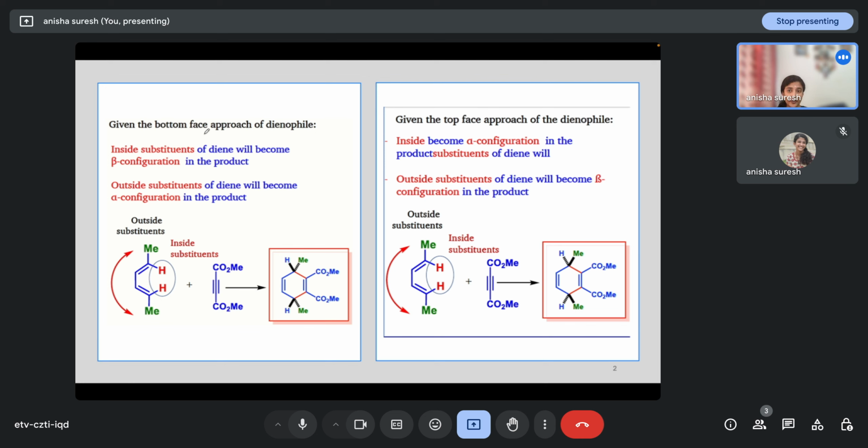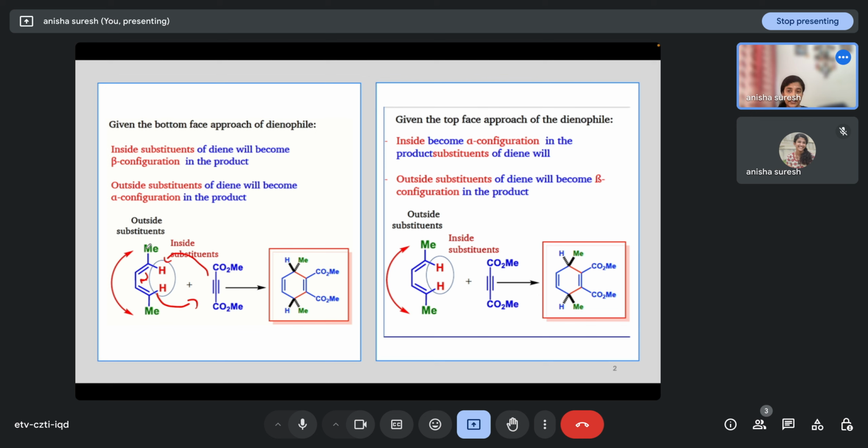If the dienophile is following a bottom face approach, so this is the diene and this is the dienophile, in that case the inside substituents will be coming beta. Beta means above the plane, and the outside substituents, that is the methyl groups, will be coming below the plane, or alpha, as you can see here in the product. So this is the Diels-Alder reaction that is taking place, giving this cyclohexadiene.